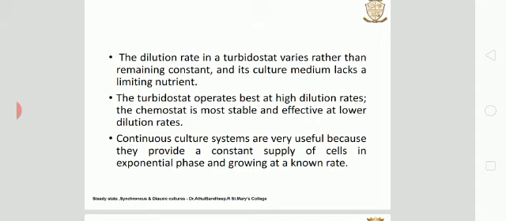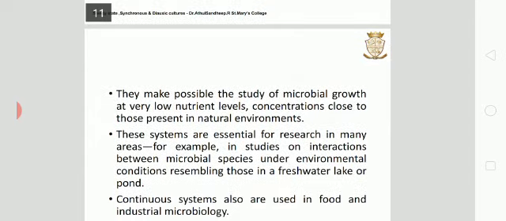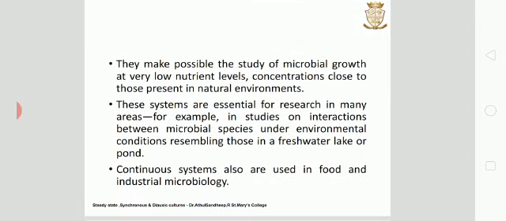Continuous culture systems are very useful because they provide a constant supply of cells in exponential phase growing at a known rate. They make possible the study of microbial growth at very low nutrient levels, concentrations close to those present in natural environments. These systems are essential for research in many areas. For example, interactions between microbial species can be studied through these systems under environmental conditions. Continuous systems also are used in food and industrial microbiology.